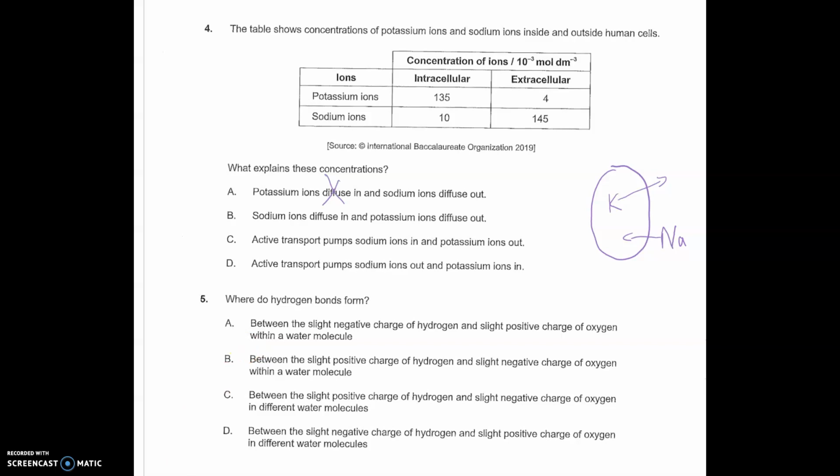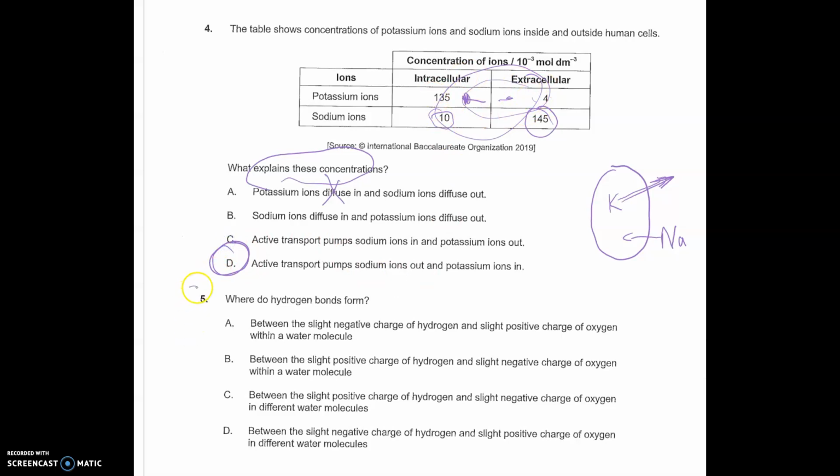Now it might make sense for that to be the case, but the question is saying what explains these concentrations, i.e. how would these form? Now if potassium is diffusing out, then actually this number would be getting lower and that number would be getting higher. So that doesn't explain the formation of these particular numbers. Active transport pumps sodium ions in, well that doesn't work because it's going with the concentration, not against it. Active transport pumps sodium ions out, yes, because it's going from low to high, and that would explain those numbers. And potassium ions in, yes, going from low to high, and that would explain those numbers. So the answer is D.